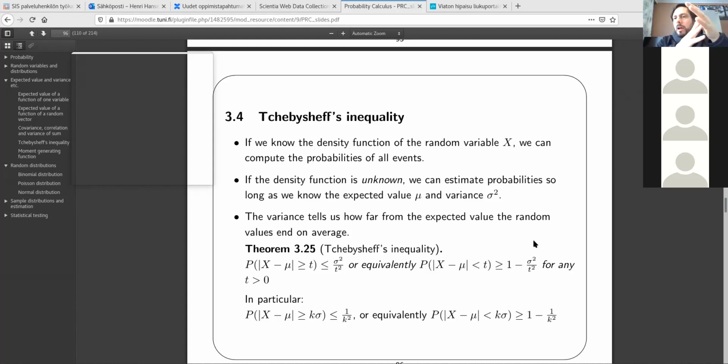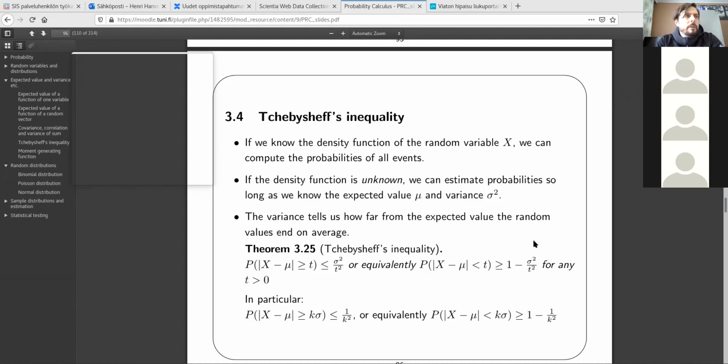We have just a general idea of the center point of that distribution, which is given by mu, and the width, how wide it is, or how far a random point falls from that center point, which is measured by the variance. So we have these two measures. Because the variance tells us how far from the expected value the random value ends up on average, or it contains some of this information, then we might be able to assess the probabilities of certain events.